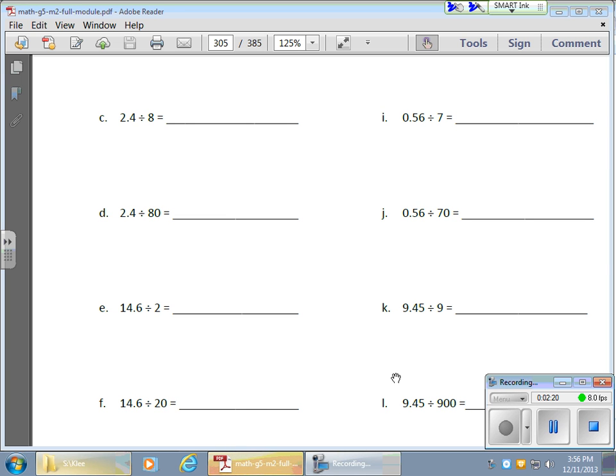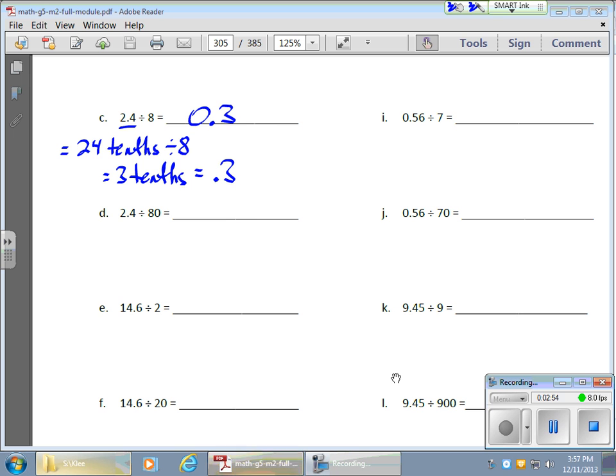So here we go. My 2.4, I'm going to think of as 24 tenths. I'm going to divide that by 8. 24 divided by 8 equals 3. Nice little equal signs here, but it's 3 tenths. Okay? In standard form, we're looking at 0.3, nice and neat in standard form.